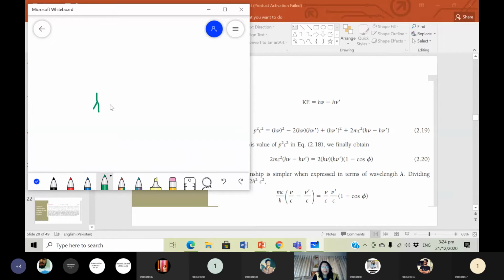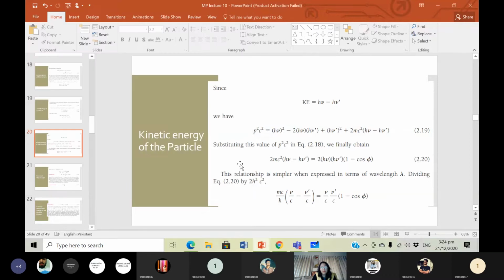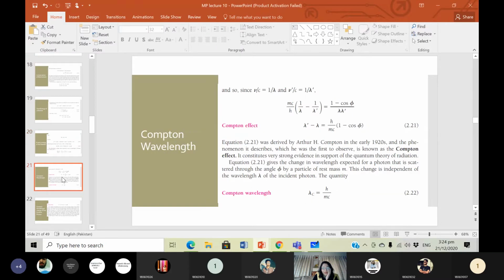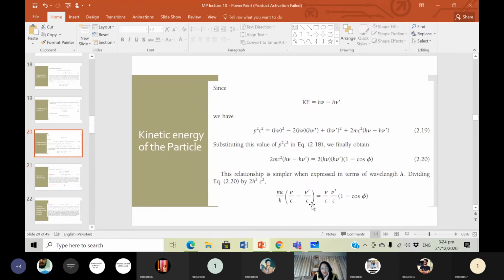Wavelength is equal to c divided by nu. So we want to convert this into a form that we can write in terms of wavelength. We take this equation, divide throughout by 2h square c square, and we will get this equation.